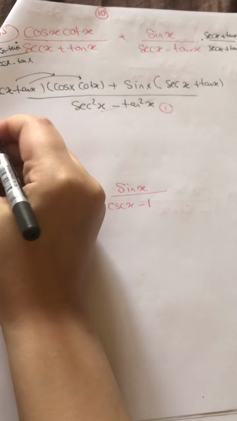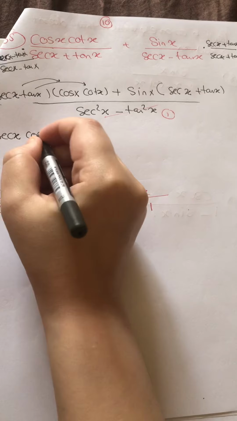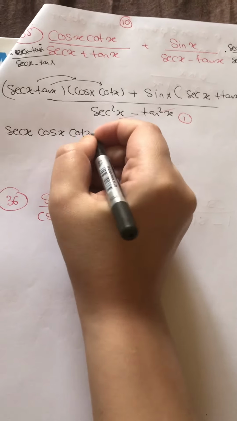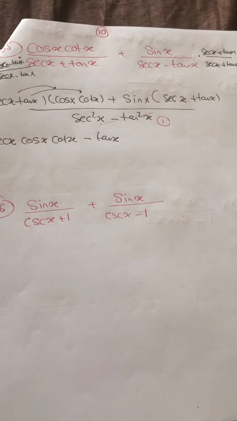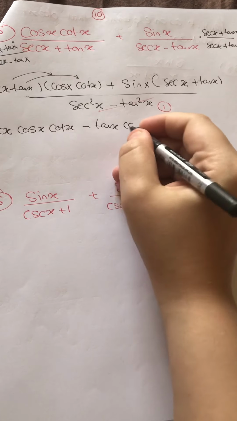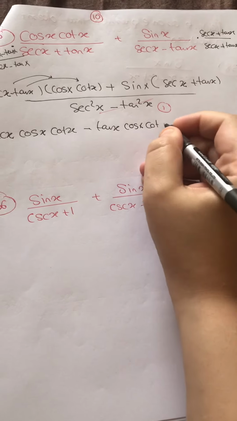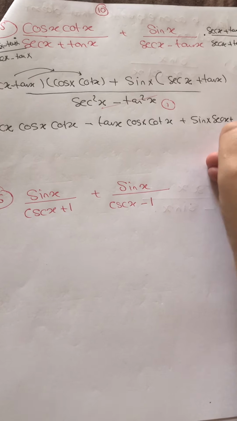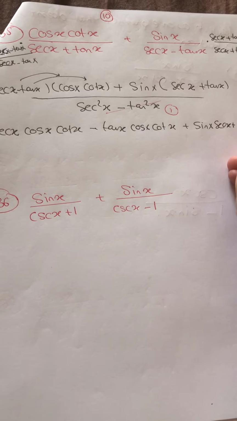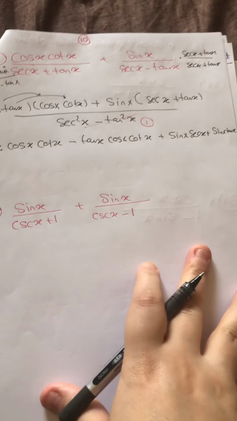I'm gonna get sec x cosine x cotan x minus tan x. If you find an easier way than this, please show me. Cosine x cotan x plus sine x sec x plus sine x tan x, and my denominator is 1, so that's it.